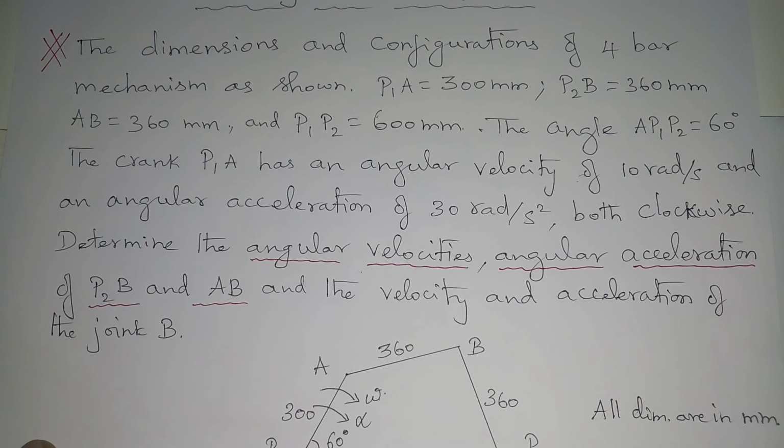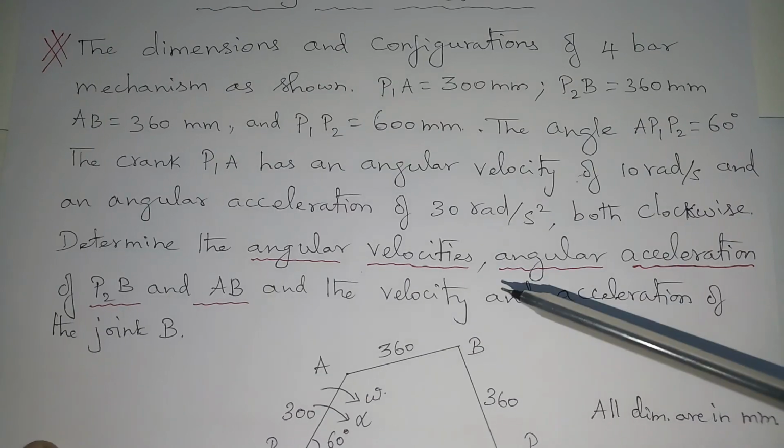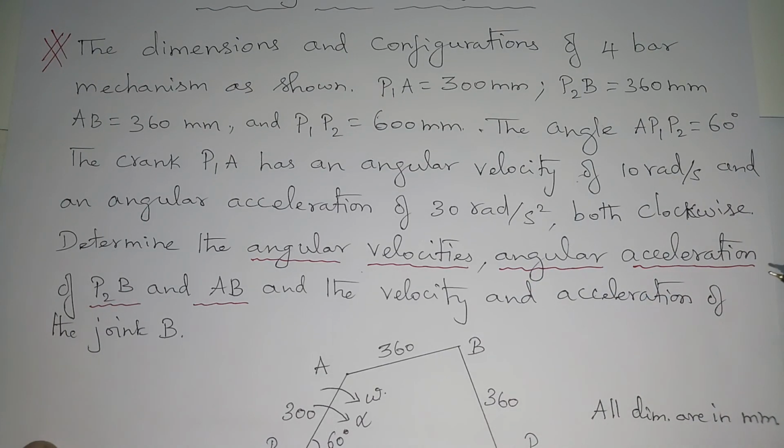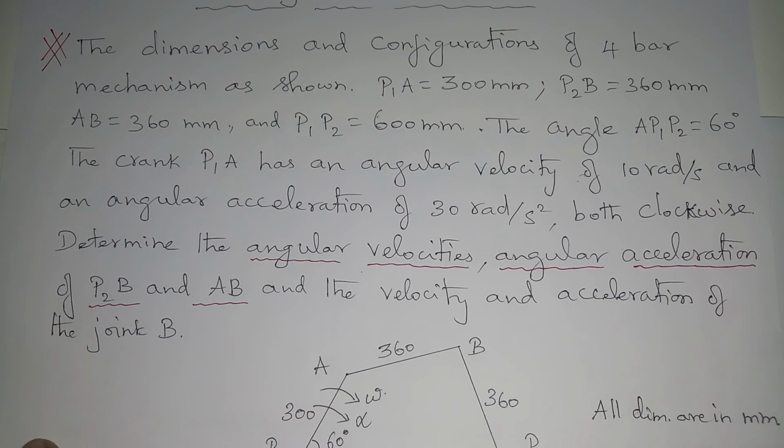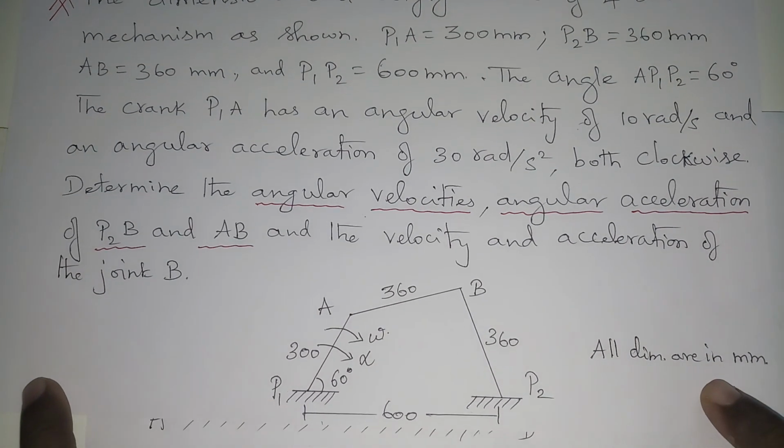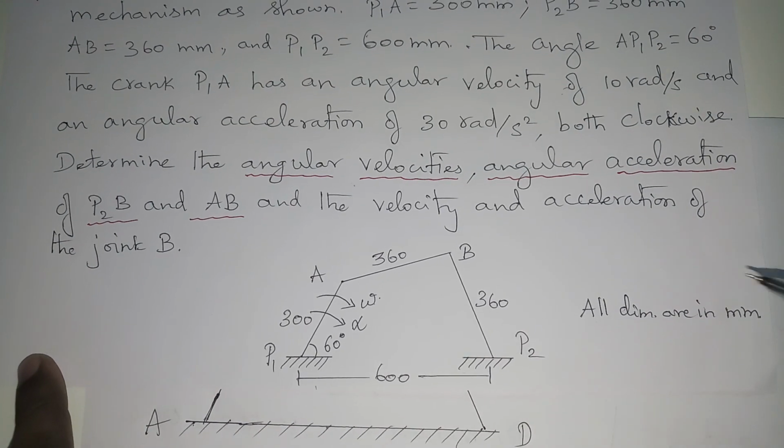P1A equal to 300 mm, P2B equal to 360 mm, AB equal to 360 mm, and P1P2 equal to 600 mm. The angle AP1P2 equal to 60 degrees. The crank P1A has an angular velocity of 10 radians per second and angular acceleration of 30 radians per second square, both clockwise. Determine the angular velocity and angular acceleration of P2B and AB and the velocity and acceleration of joint B. So here is the space diagram for the given problem.